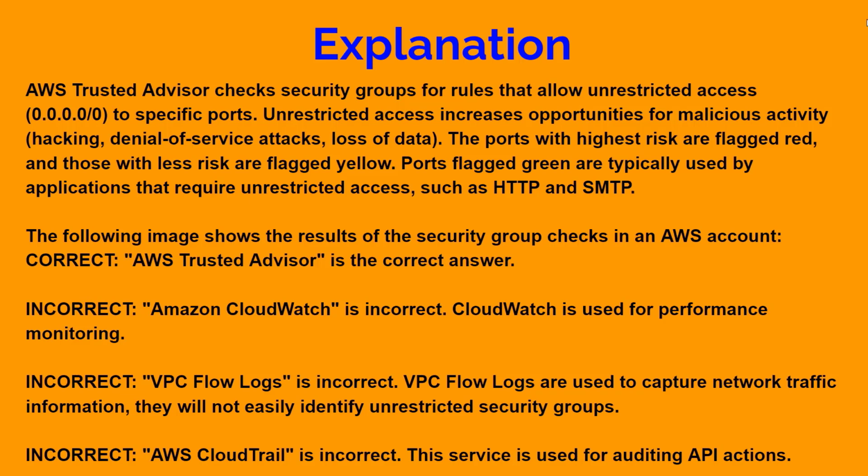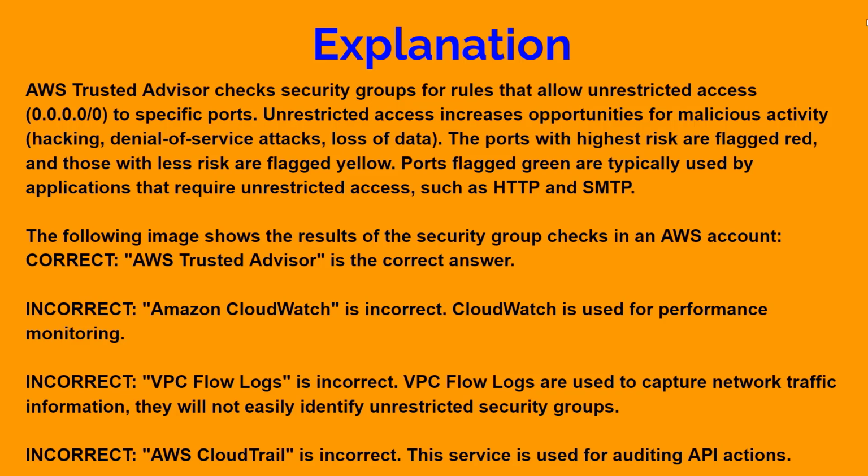Ports flagged green are typically used by applications that require unrestricted access, such as HTTP and SMTP. The following image shows the results of the security group checks in an AWS account. Correct. AWS Trusted Advisor is the correct answer.